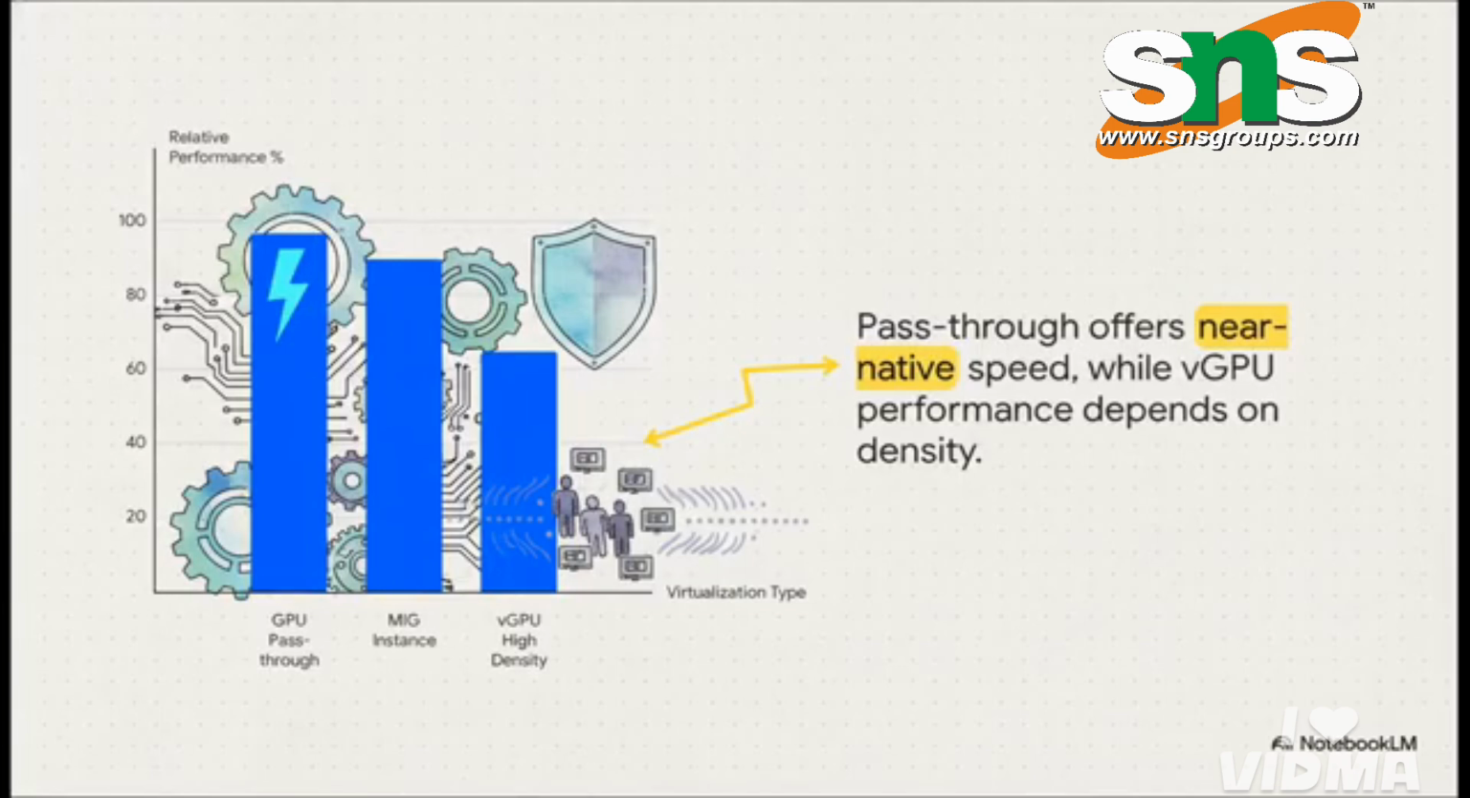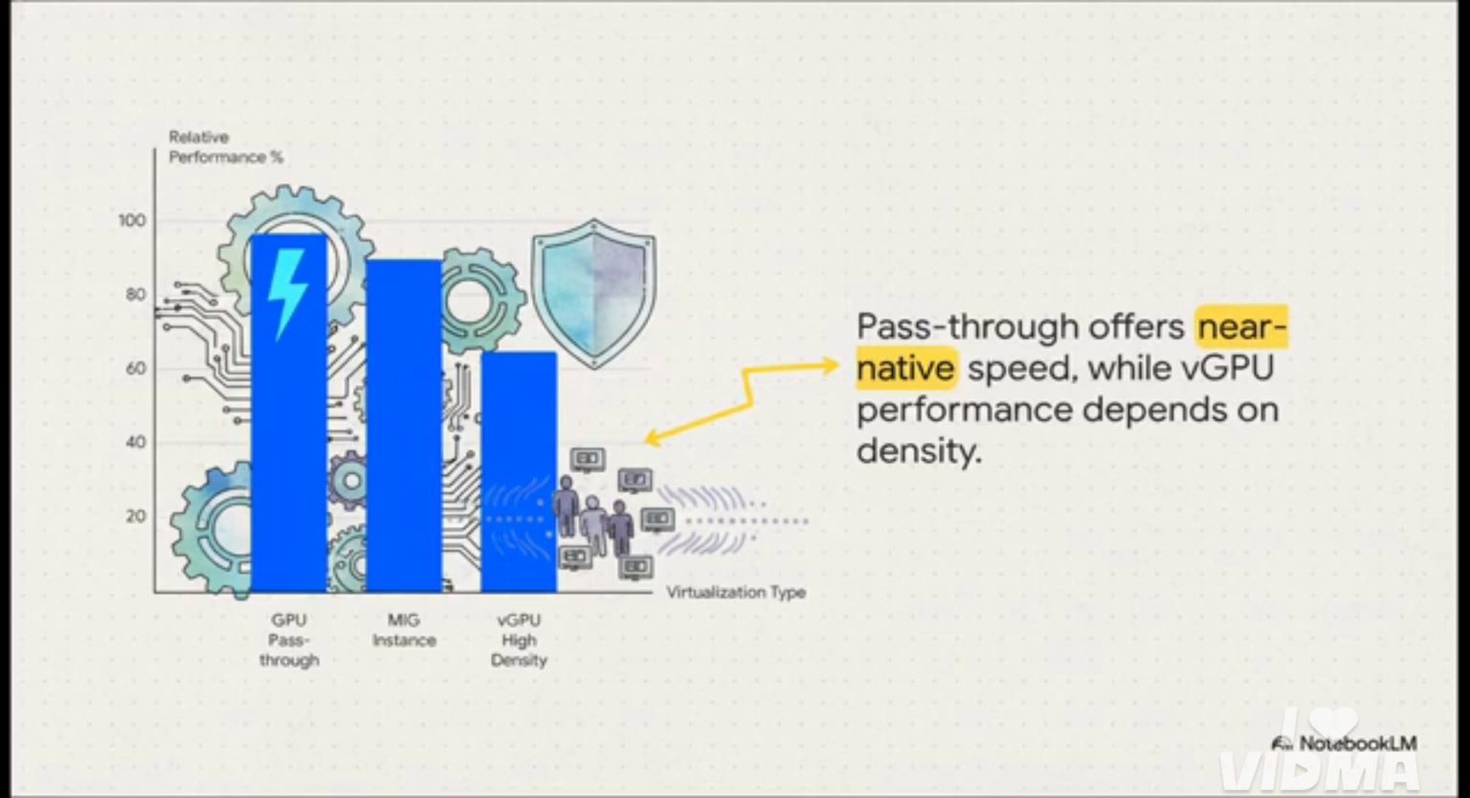Now look at GPU pass-through. It's right up there at 97%. That's incredible. A MIG instance is also really solid, giving you a guaranteed 90%. But then you get to vGPU, and you see the trade-off. In a low-density setup, you're still doing pretty good. But as you cram more and more users onto that GPU, high density, you see a real performance hit. This right here is the central decision you always have to make. Do you need raw power, or do you need user density?